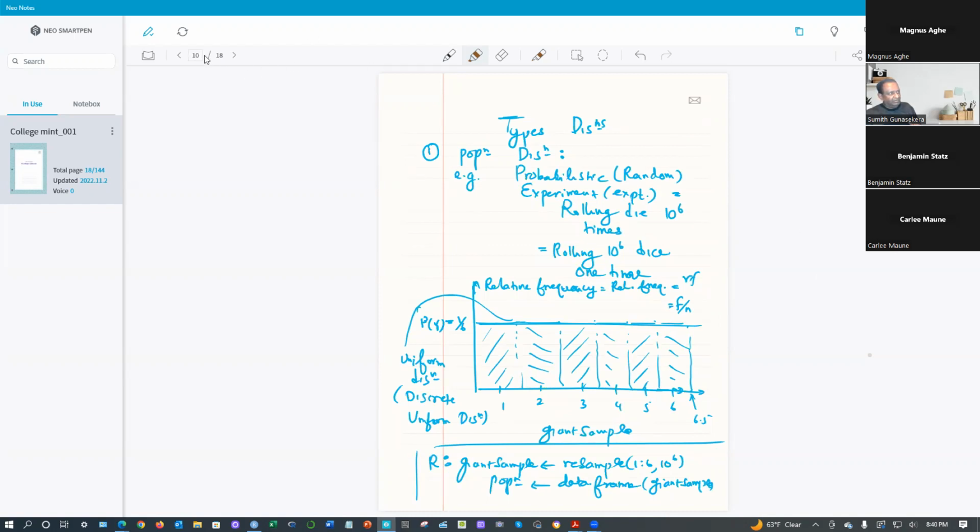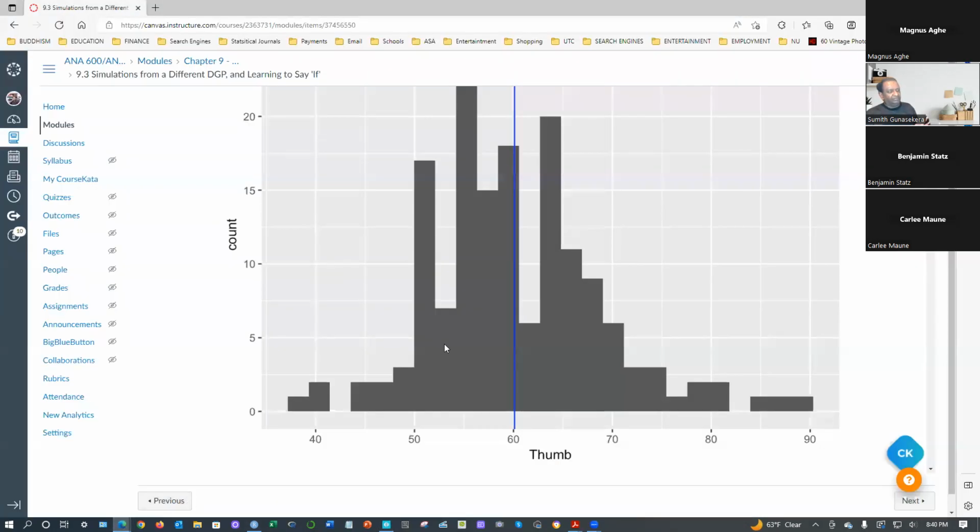But here we had a different discussion. Here, for thumb length, our histogram looks like this. Because of that, you can assume that the population is normally distributed. Okay, that's the kind of discussion we are trying to build up.